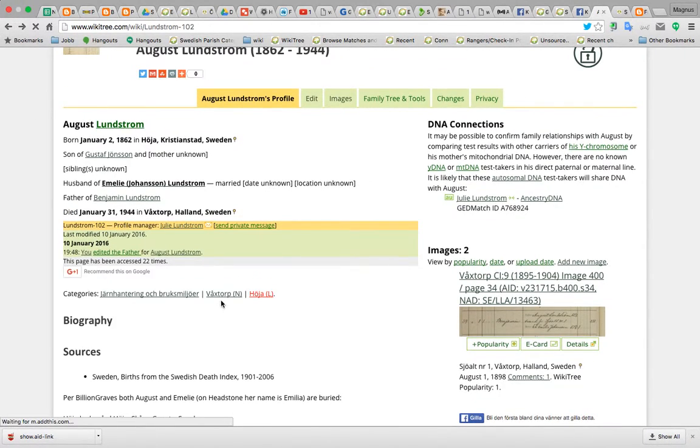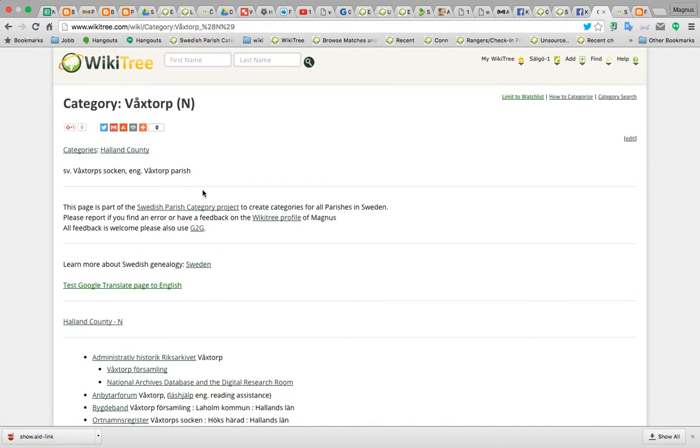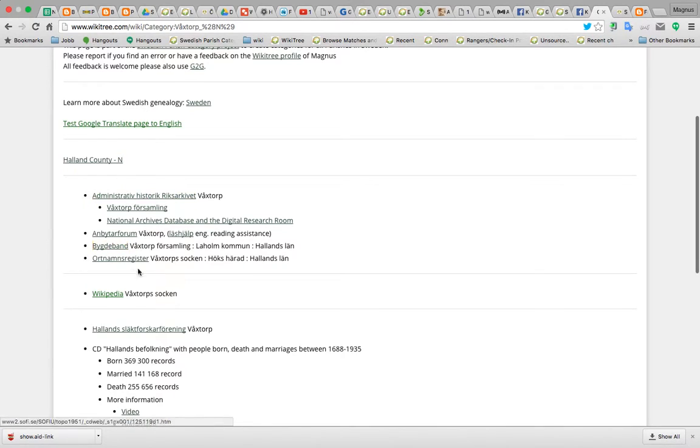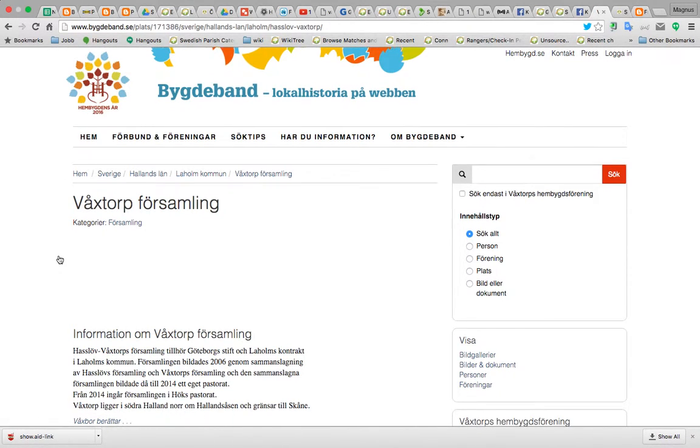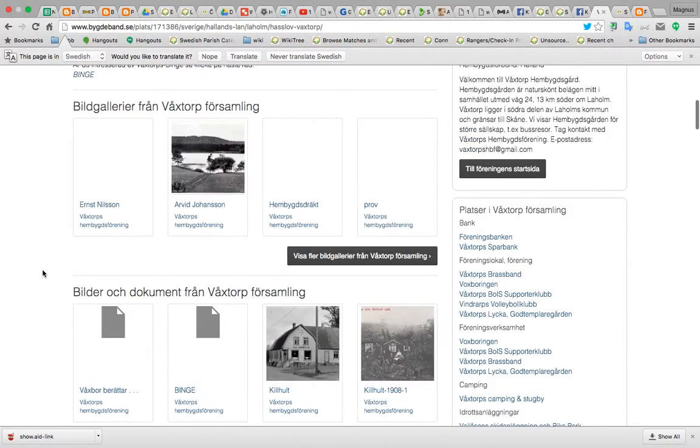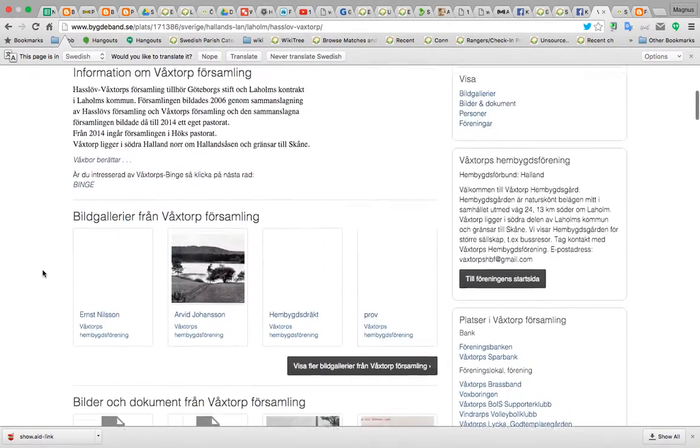But what I have done here, we are speaking about doing it the IKEA way. So then we add categories to make life easy. So then you have Våxtorp. And one of the links here in Våxtorp is Bygdeband. Bygdeband is local societies to add information.